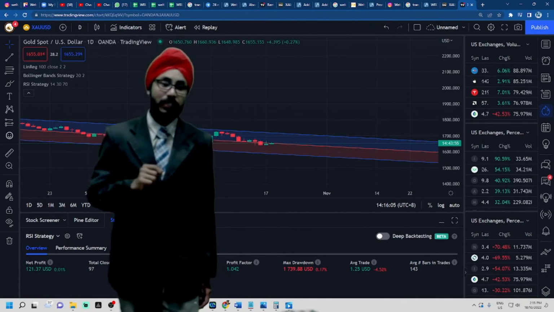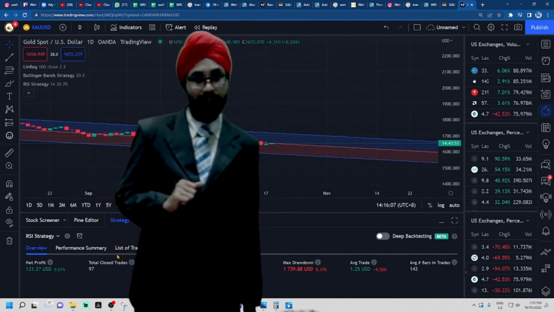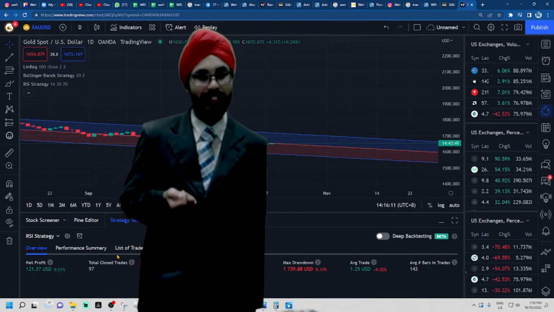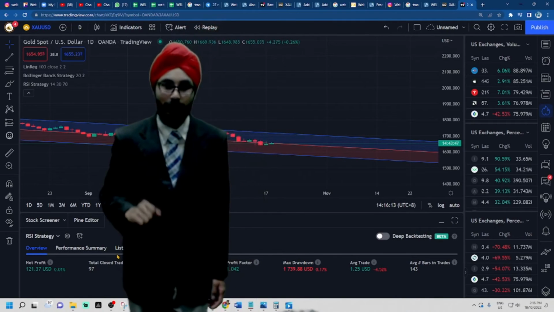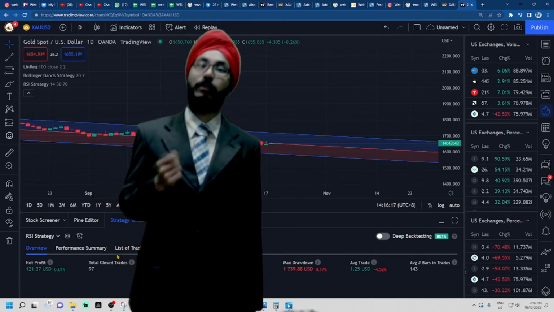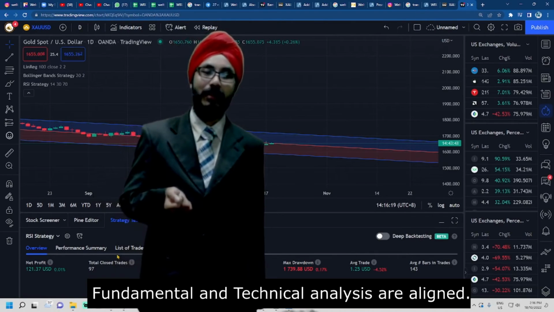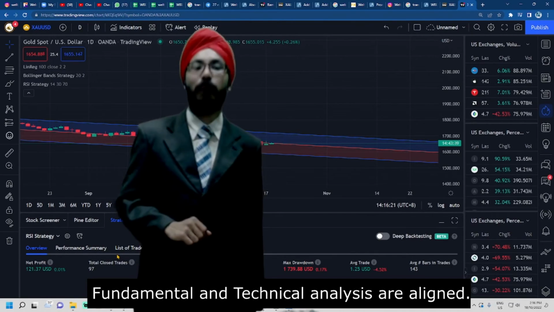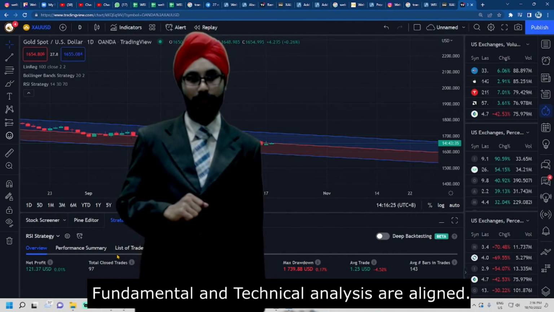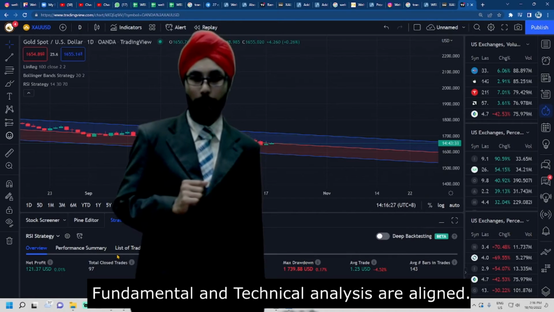As we can see, our fundamental analysis is saying bearish, and our technical analysis is also saying bearish, which means that both are aligned. So we can look at our resistance points, take profit at our pivot point, and place our stop loss at the support 1.